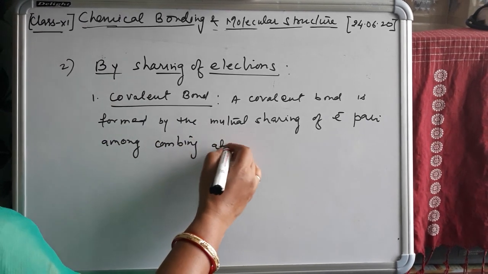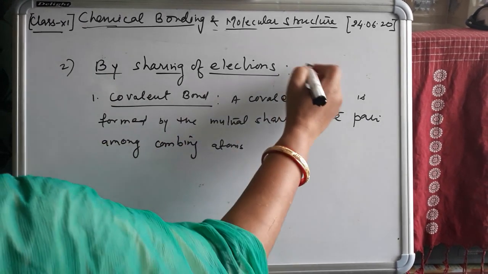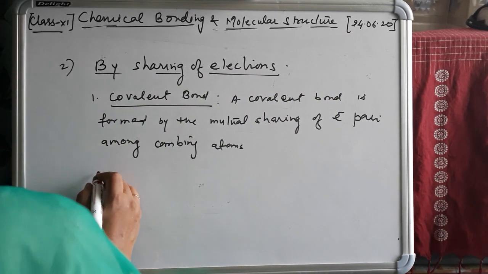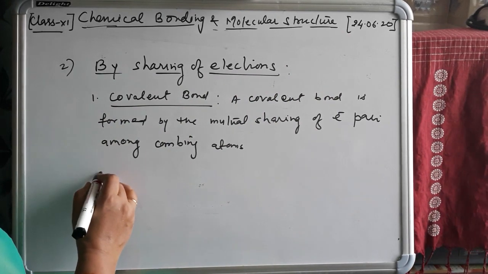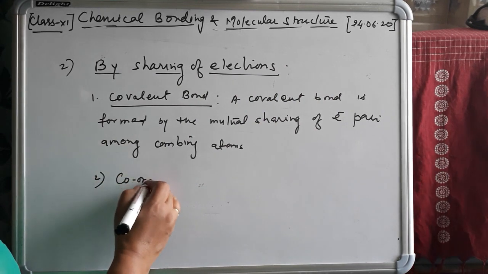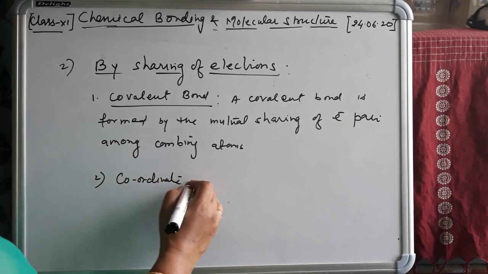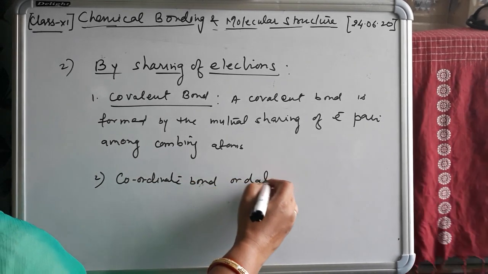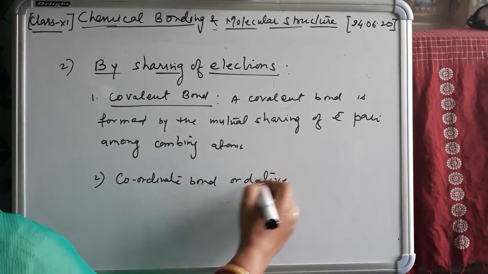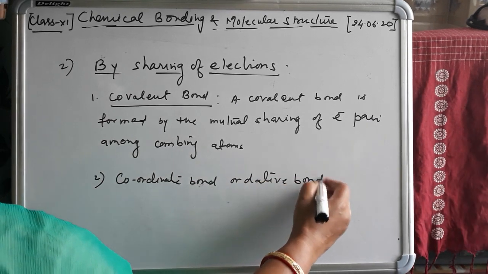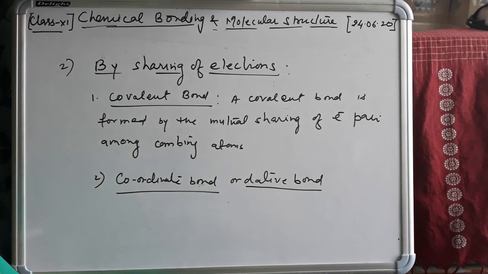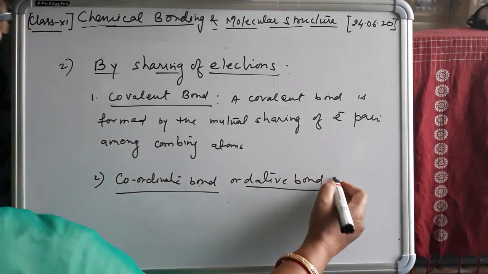Combining atoms. It is of two types. First and second is called coordinate bond or dative bond. It is called covalent bond or dative bond. It is also a type of covalent bond.